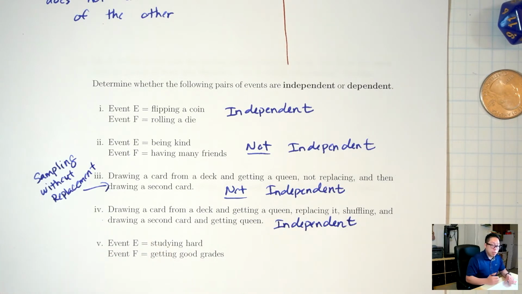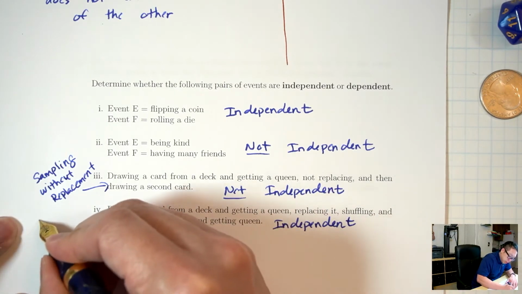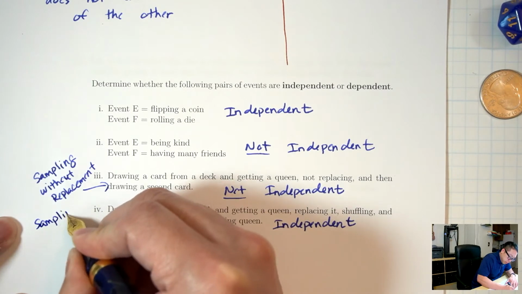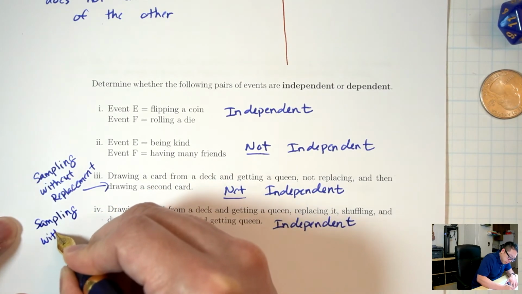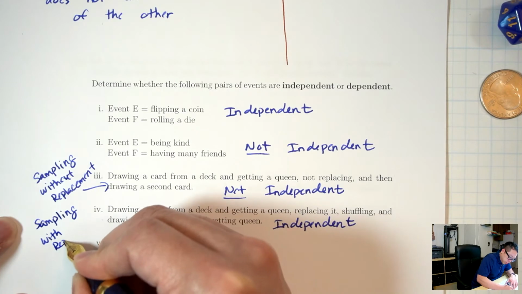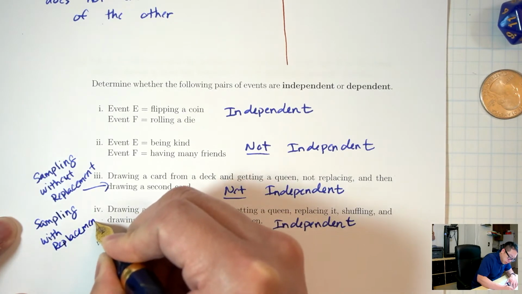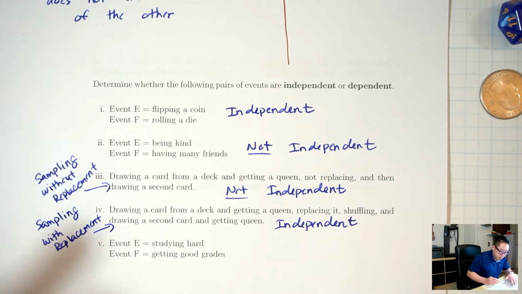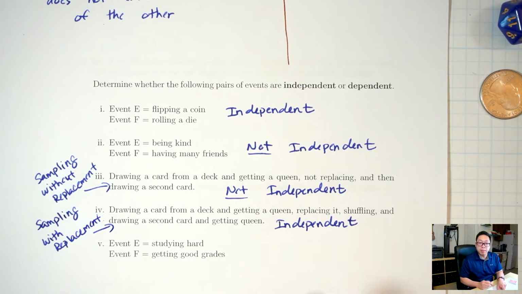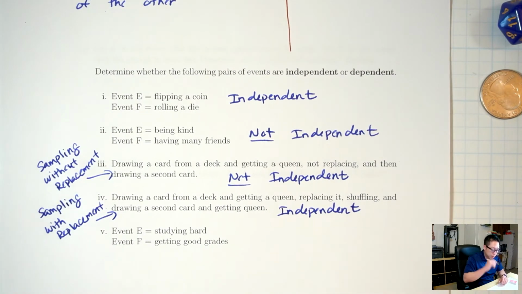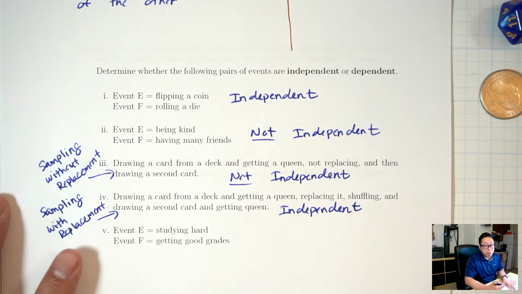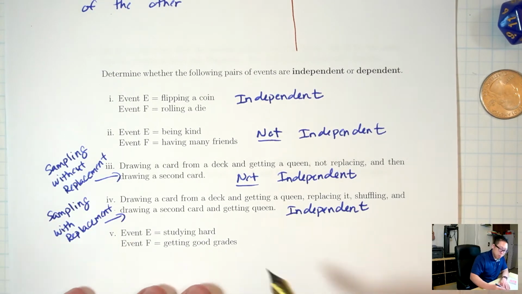Drawing a card, putting it back, so that's picking a person, putting them back so that you can possibly pick them again. That's called sampling with replacement. Right, and sampling with replacement is going to be independent. And then the last example, studying hard and getting good grades. So does studying hard affect whether or not you get good grades? It probably does, right? So if it does affect, this is going to be not independent.